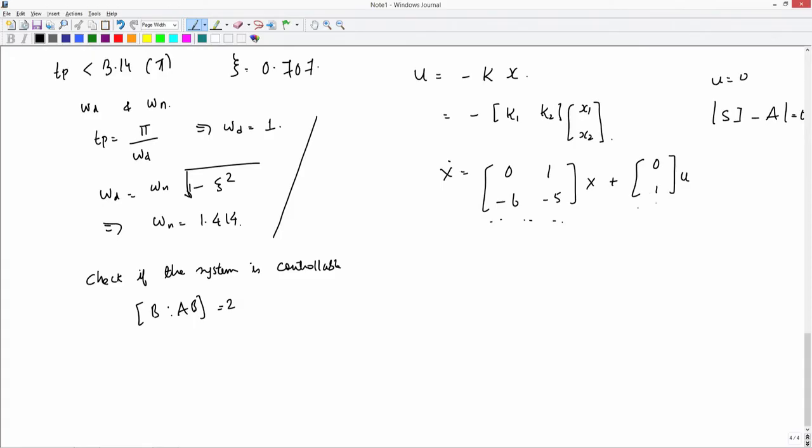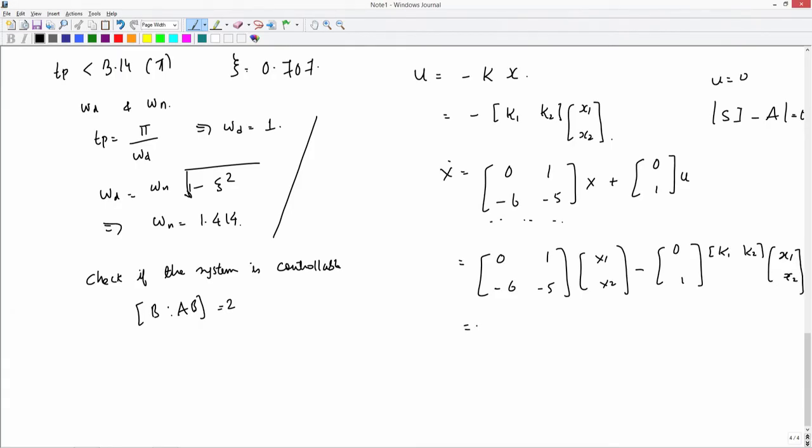So, what happens? If I have a u of this form, my closed loop system looks like this: [0, 1; minus 6, minus 5] times x1, x2 plus [0; 1] times u, and u is minus kx. So, this thing here will be minus k1, k2 times x1 and x2, which will look something like this: [0, 1; minus 6 minus k1, minus 5 minus k2] times x1, x2.